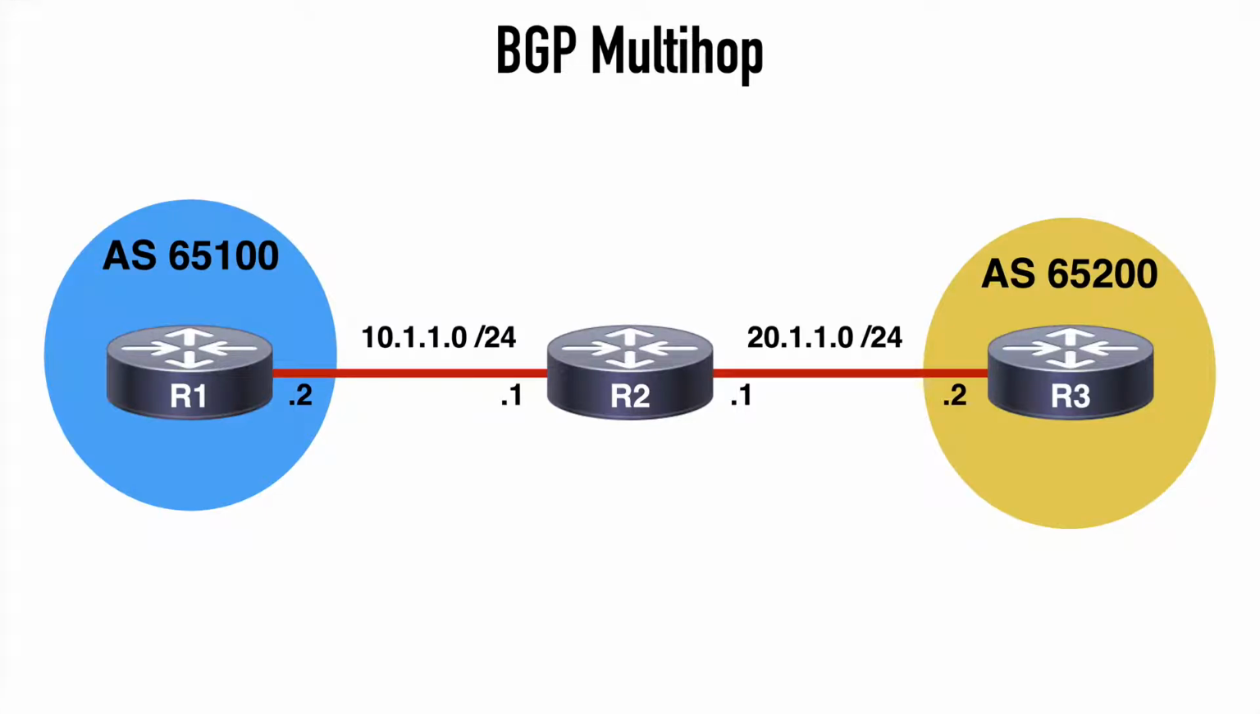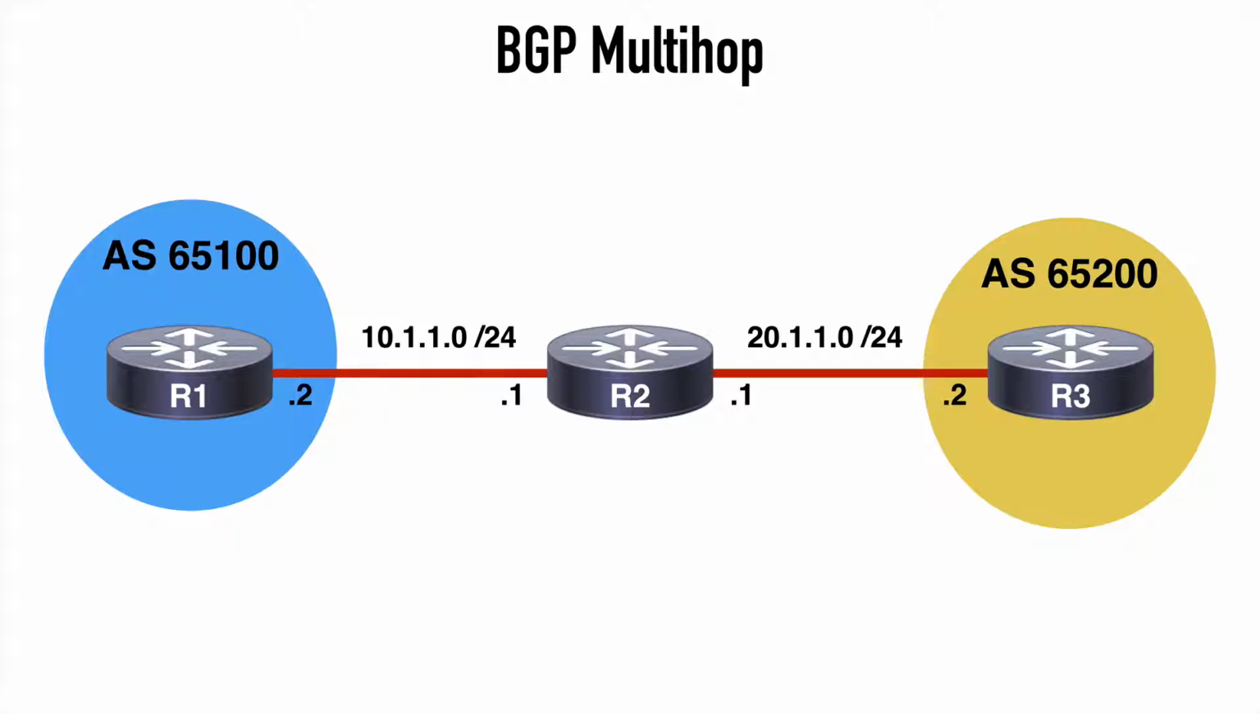By default, when we use eBGP, this requires two Cisco routers to be directly connected. If they're not directly connected, they'll fail to form a neighbor adjacency. And the reason is that eBGP uses a TTL value, a time to live value, of 1 for BGP packets. Each time any packet traverses a device, we know that the TTL is decremented by 1. And once that reaches 0, that packet is discarded.